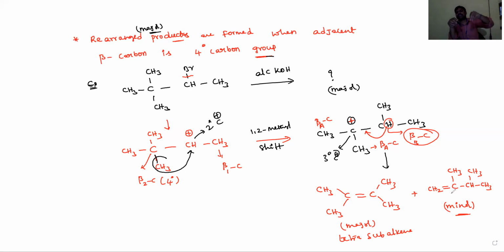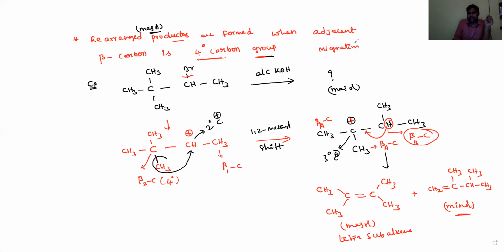When will the rearrangement take place, dear students? When the halogen-attached carbon, that is the alpha carbon, and the adjacent carbon, that is the beta carbon, is a quaternary carbon, then the rearrangement will take place, and there is a migration order.